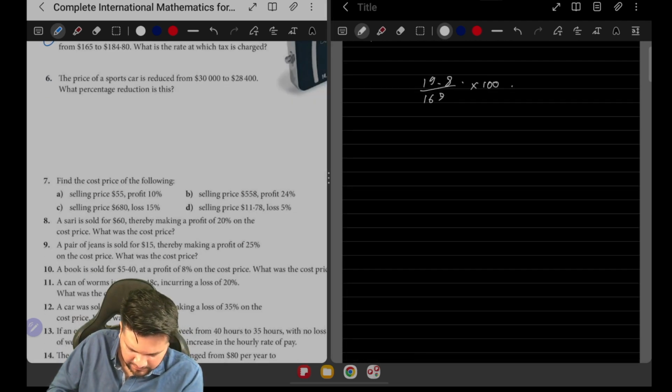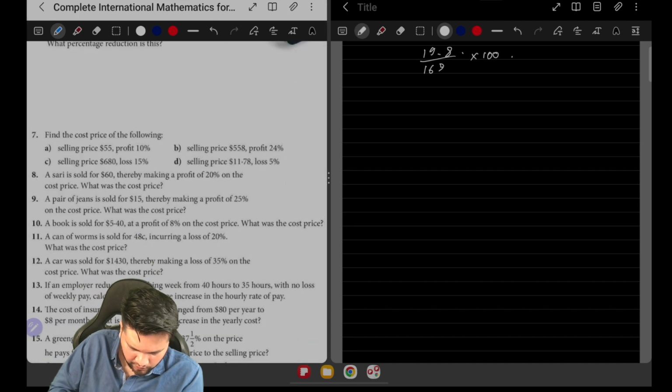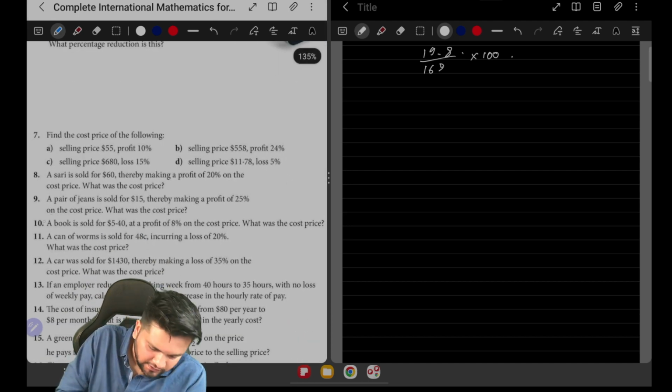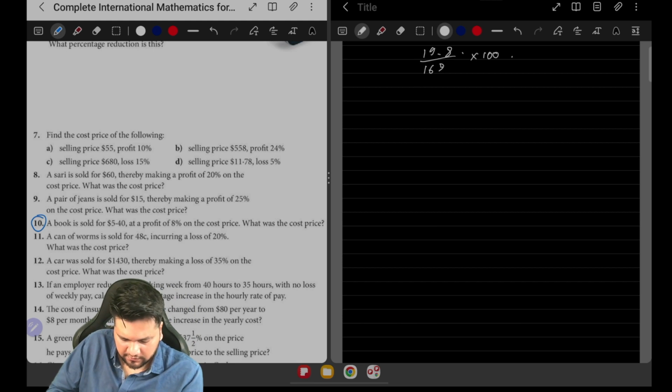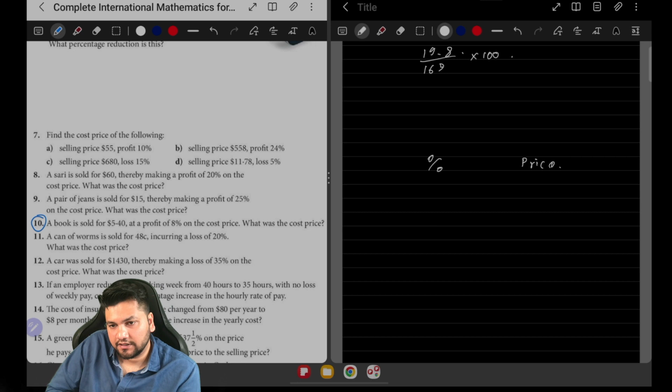Now see, these are quite interesting questions. So when it comes to something like this, a book is sold for 5.4, so selling price, so we are comparing again percentage with pricing. So here see, a book is sold for 5.40 at a profit of 8% on the cost price. What was the cost price? So cost price we don't know. Cost price is basically at what price we have purchased it and at what profit we are selling is the selling price.